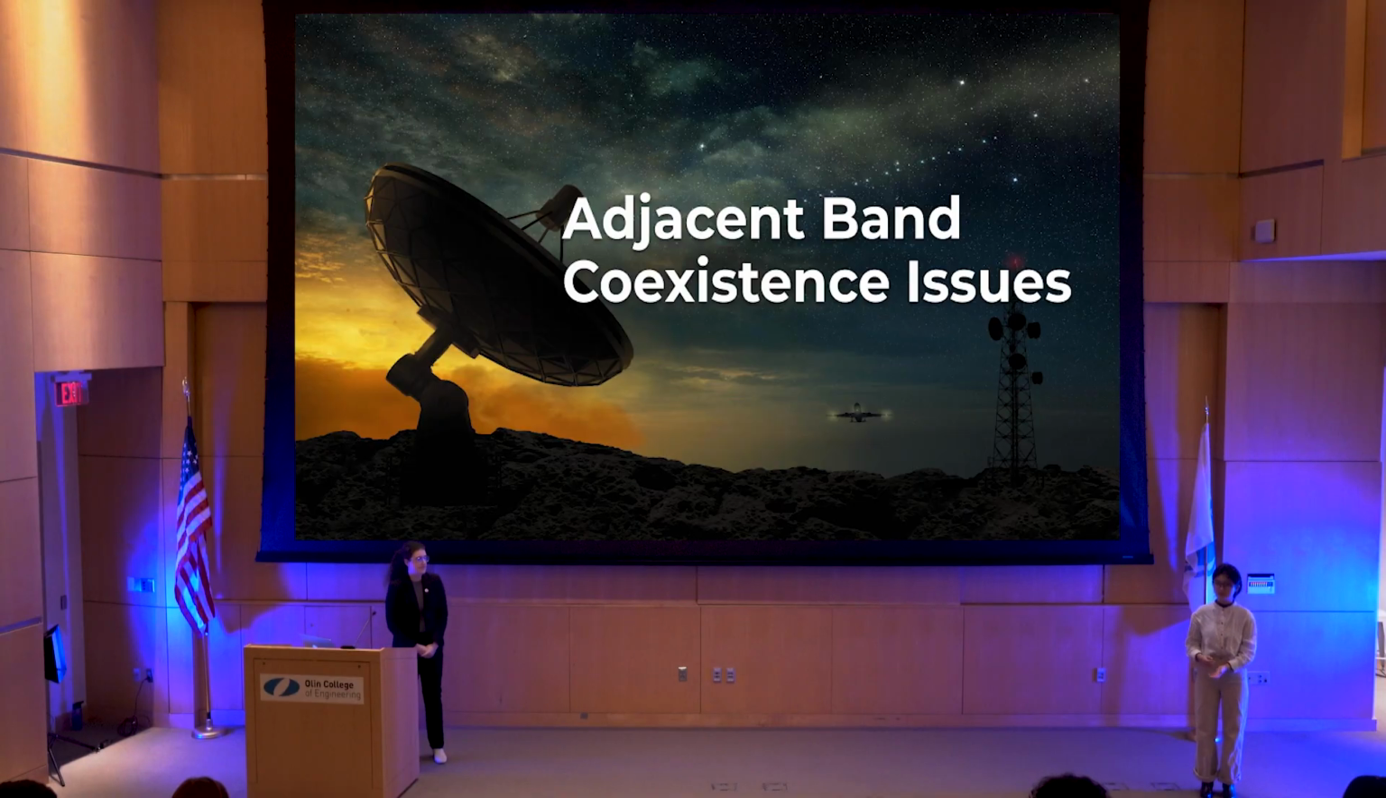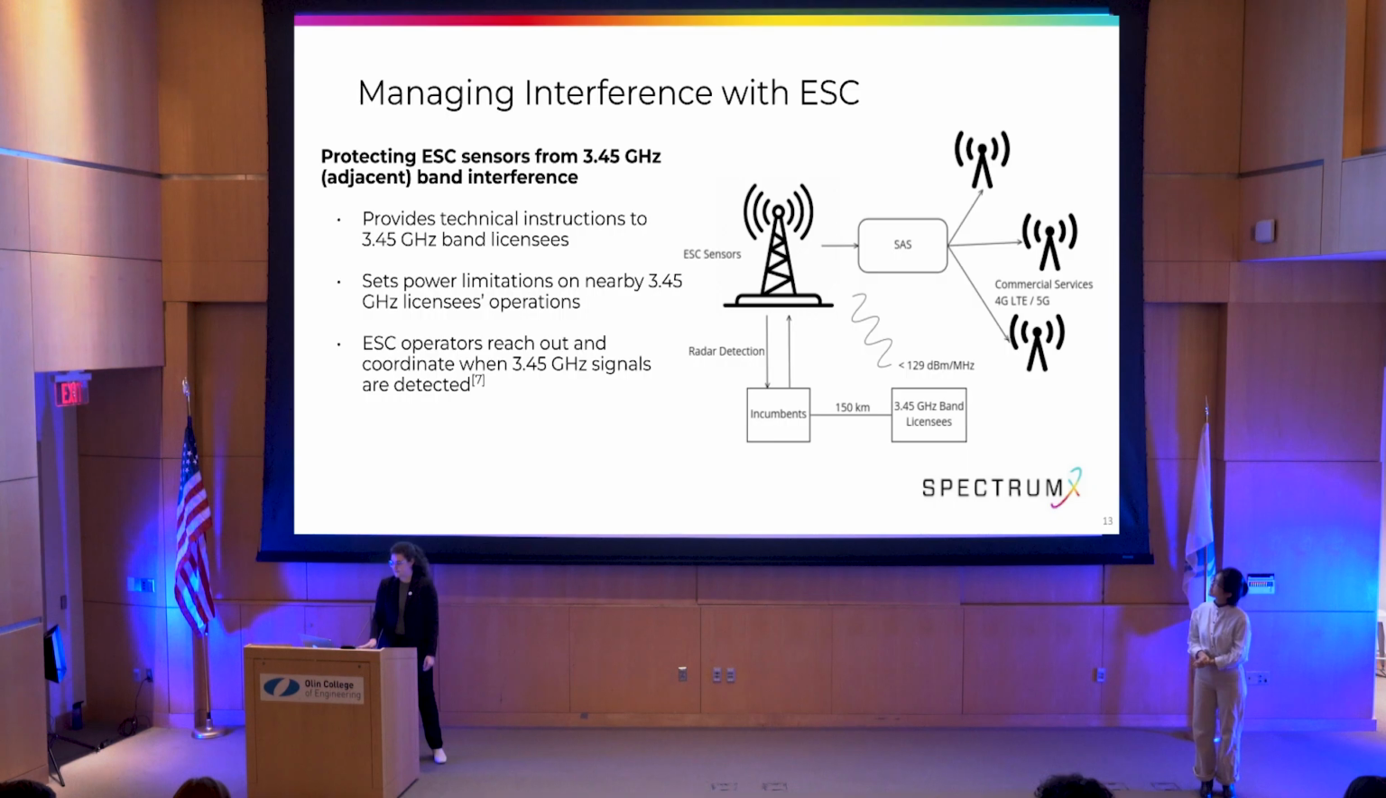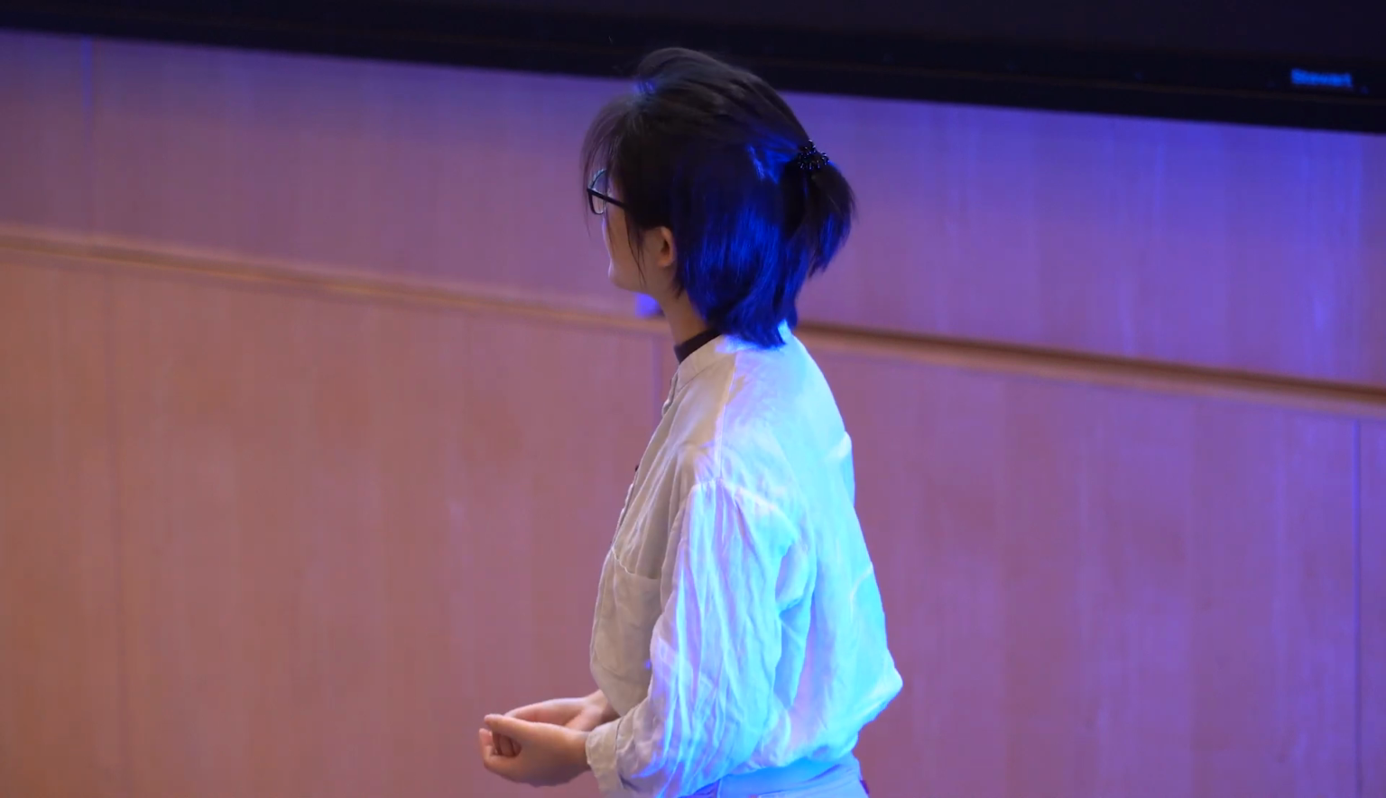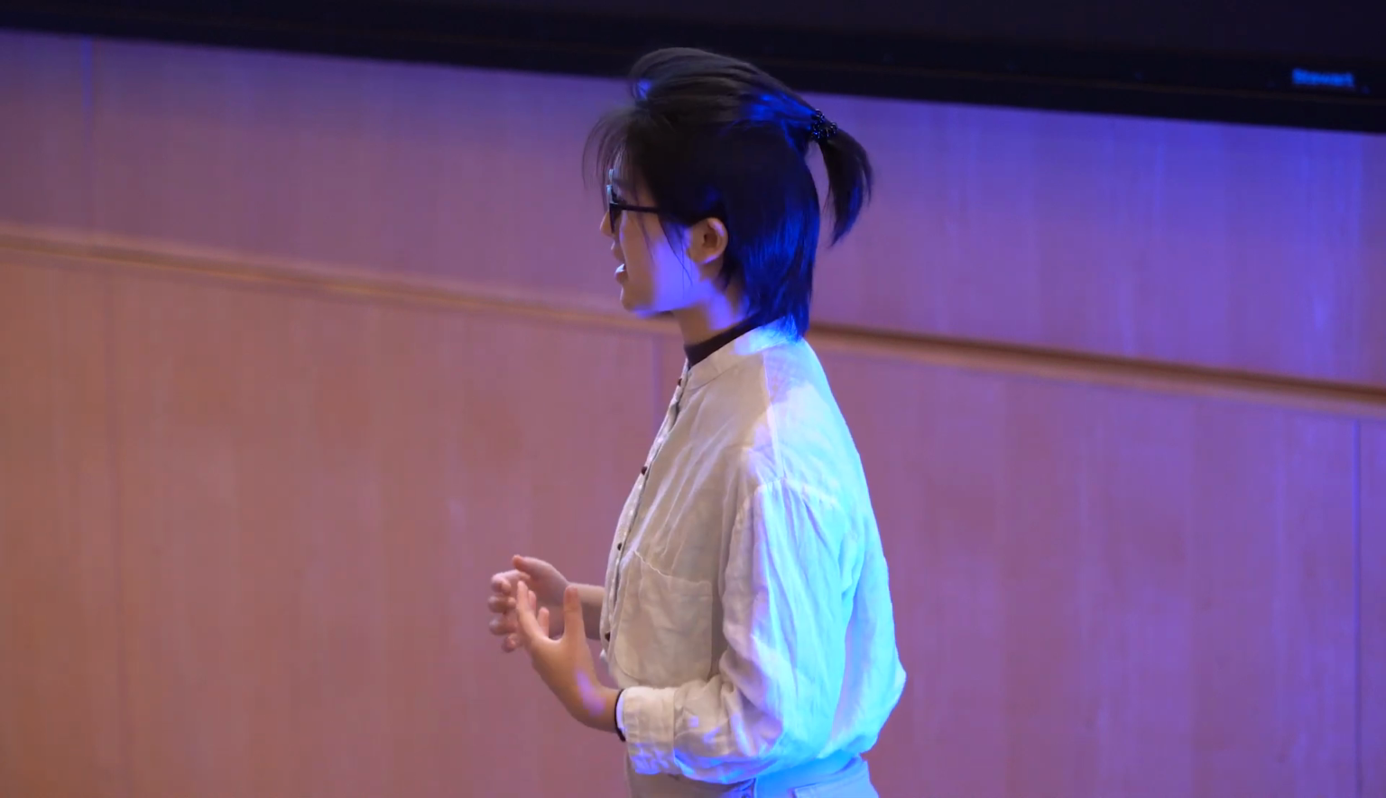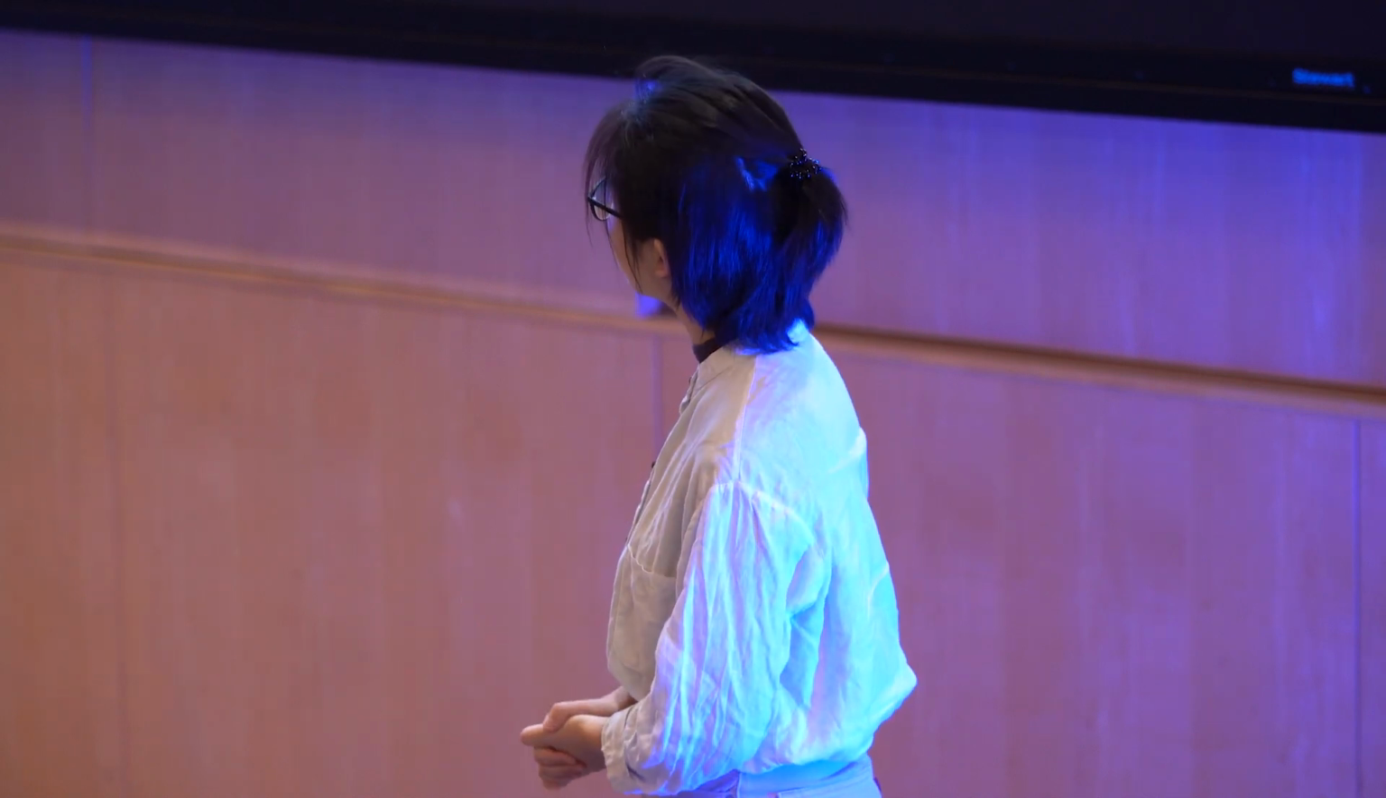So that was all about in-band coexistence issues. Now we're moving to adjacent band. Basically, SAS sets the instructions on how to operate for those licensees at the lower 3.45 gigahertz band to avoid interference. Also, it sets limitations on the nearby power of operation.